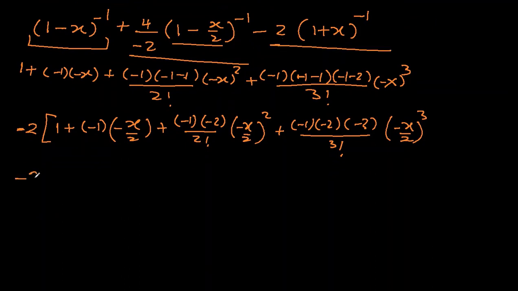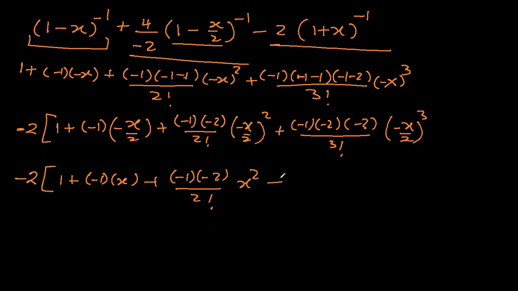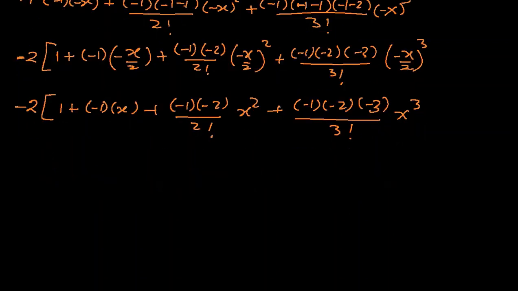So -2 again, 1 plus nx plus n(n - 1) over 2 factorial x squared plus n(n - 1)(n - 2) over 3 factorial and x cubed. Now we'll have to simplify all of them.